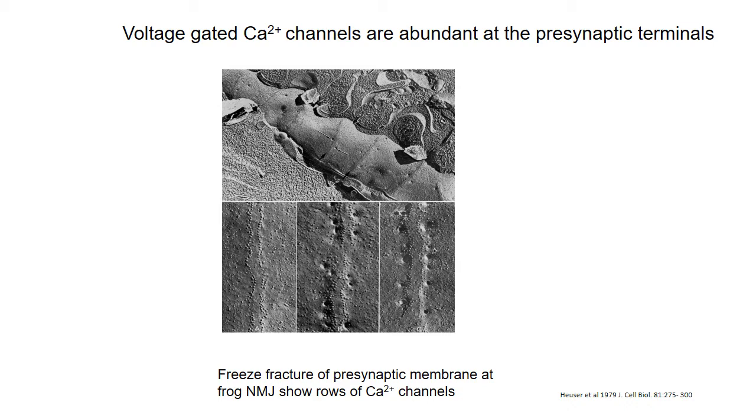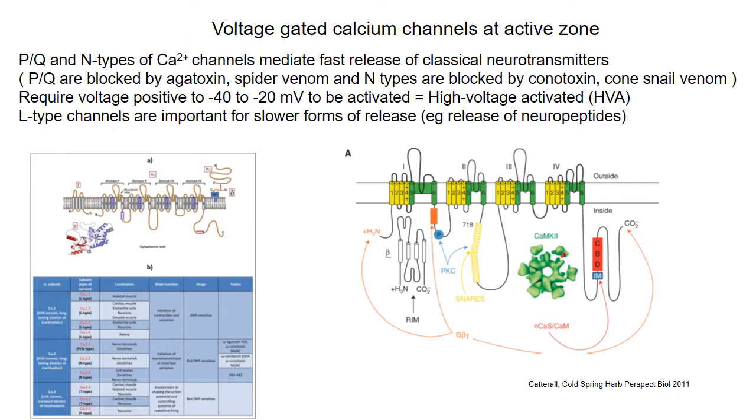I'm just going to briefly give you an overview of voltage-gated calcium channels at the active zones. You will probably learn much more about them in your other classes, but it will be important for you to know for the future understanding of how plastic chemical synaptic transmission is. So there are several different calcium channels. We have L types, PQ, and N types.